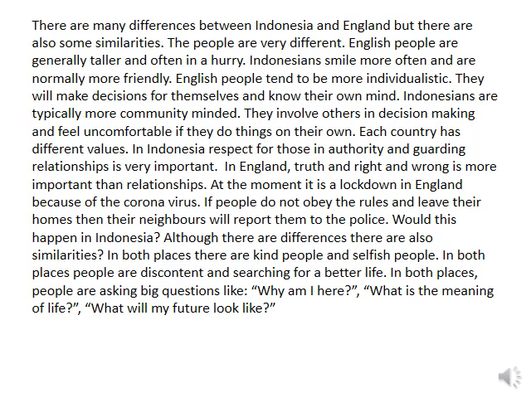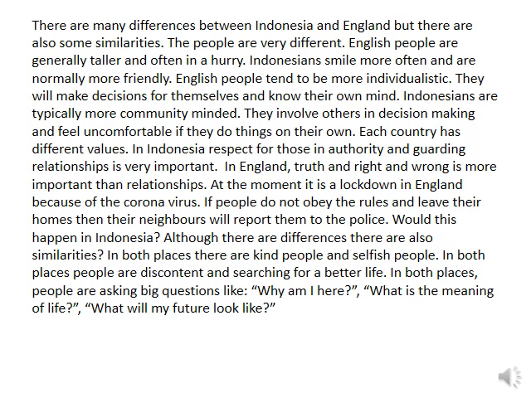Each country has different values. In Indonesia, respect for those in authority and guarding relationships is very important. In England, truth and right and wrong is more important than relationships. So at the moment, there is a lockdown in England because of the coronavirus. If people do not obey the rules and they leave their homes, their neighbours will phone up the police and report them to the police. Would this happen in Indonesia?